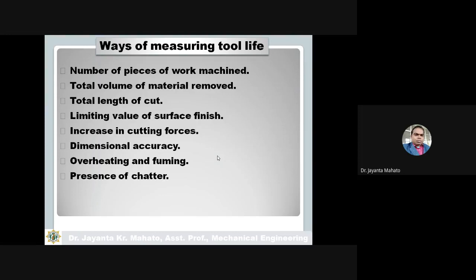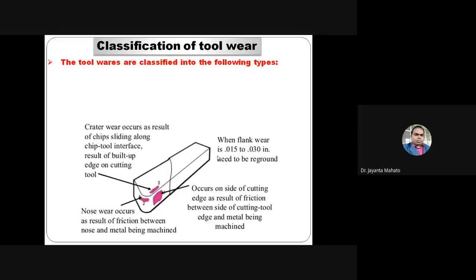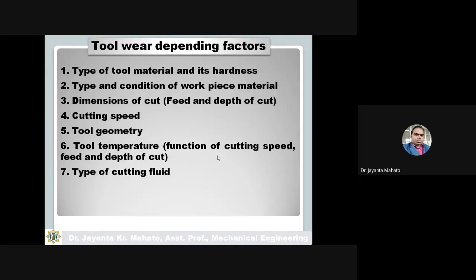तो then more cutting force की जरूरत होगी। Okay, dimensional accuracy means जो dimensional जरूरत है, means accurate size और shape जरूरत है वो मिल रहा है कि नहीं। Overheating and fuming, presence of chatter, so all these are actually measuring the tool life. Now, tool wear depends factor means what are the different factors that depend on the tool wear.